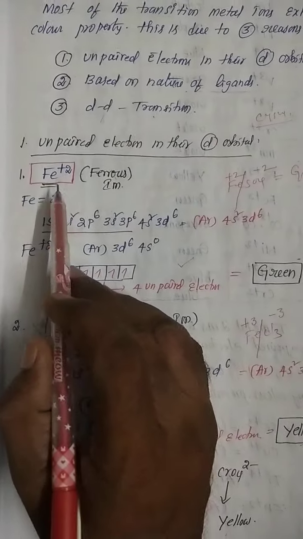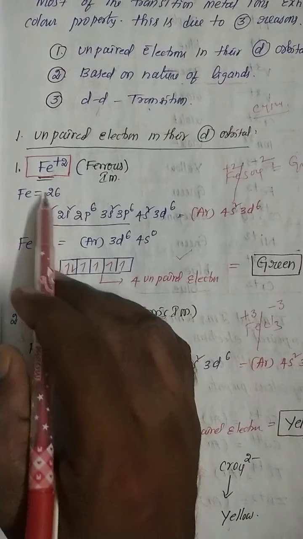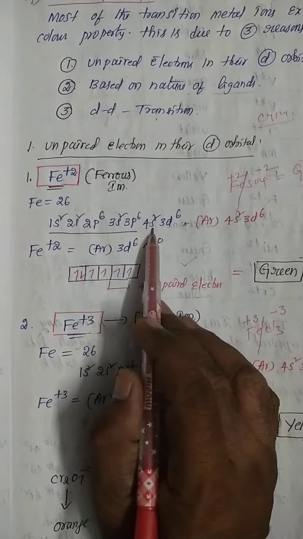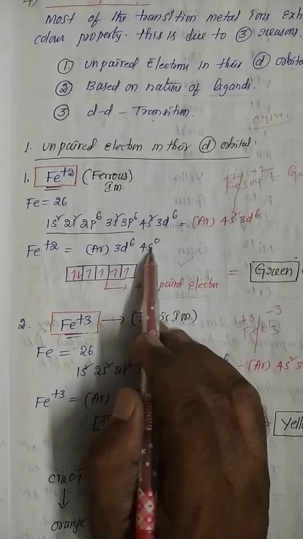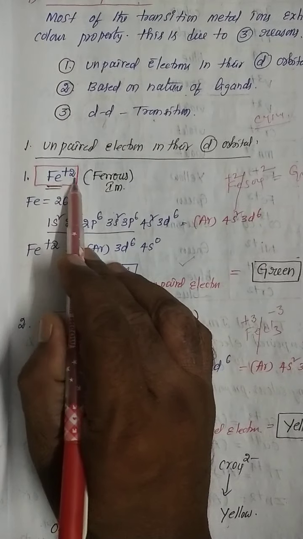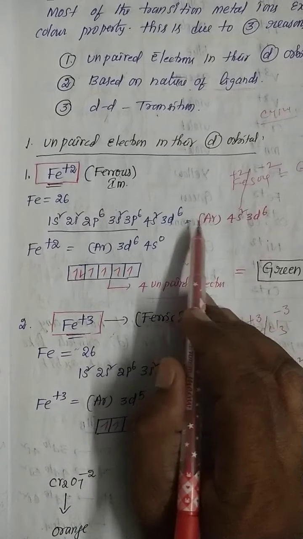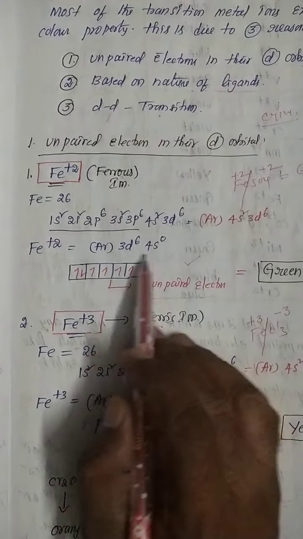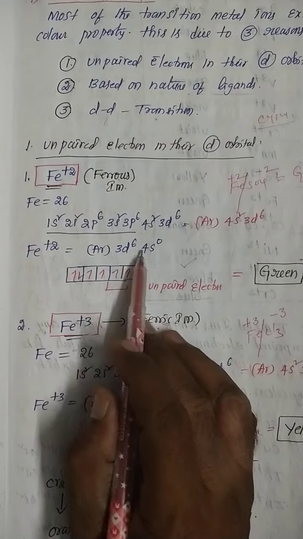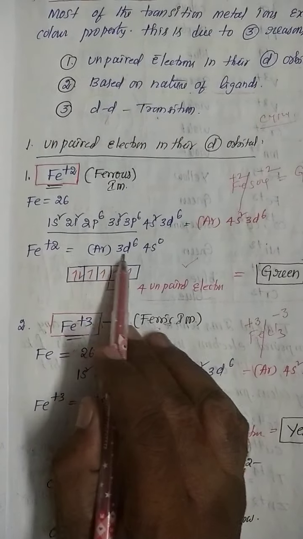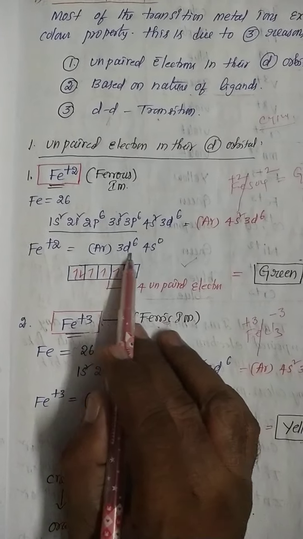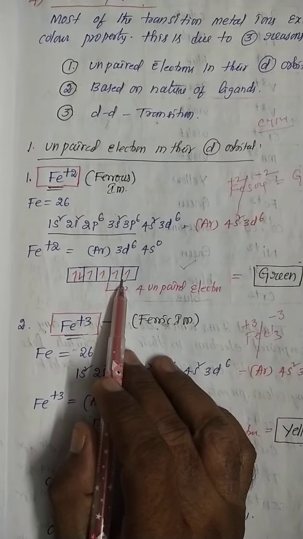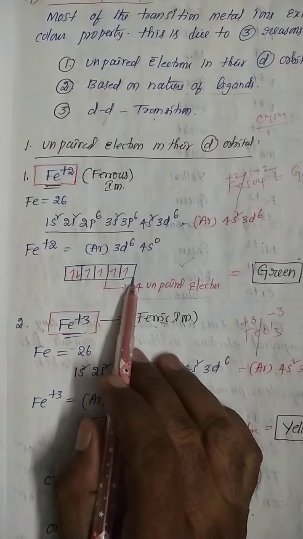So now see here, Fe plus 2, listen carefully. Iron atomic number 26, the configuration is 4s2 3d6. Here 2 electrons are lost, meaning the 2 electrons from the last orbit. So Fe plus 2 electronic configuration is argon 3d6 4s0. It means 4 unpaired electrons are there. Listen carefully my dear students, 4 unpaired electrons.